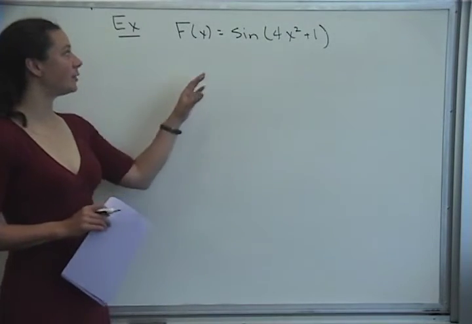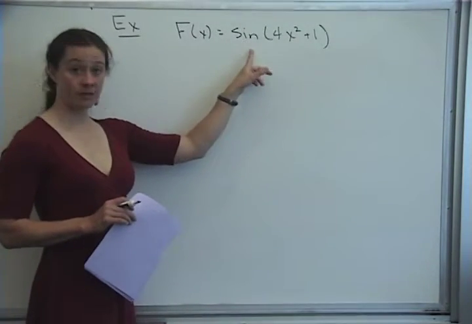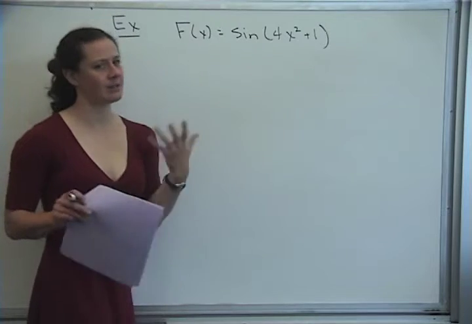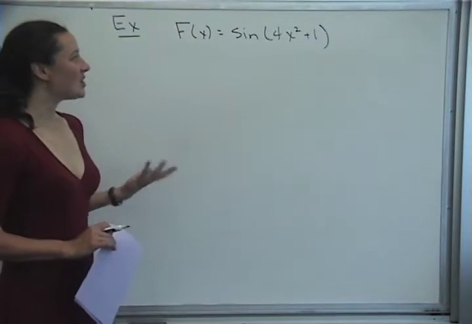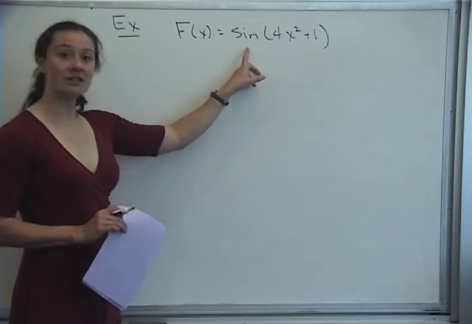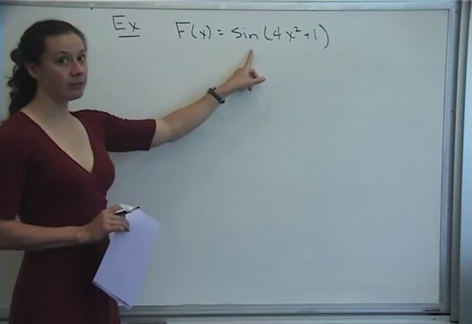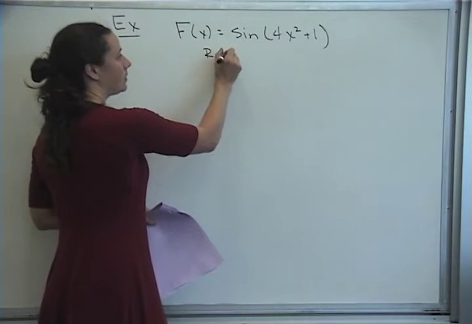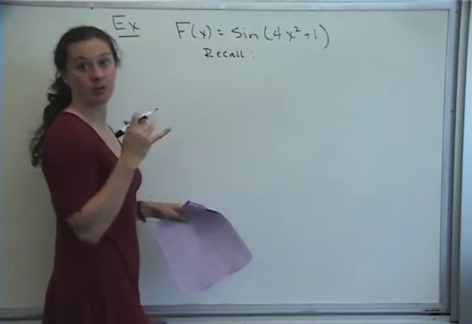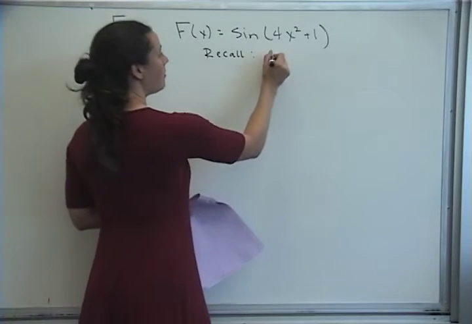Okay, for this example, we have a function that's the sine of some junk. And anytime you're seeing junk, you're thinking to yourself, aha, chain rule. So we need to use the chain rule, but we're also going to have to remember the derivatives of trig functions because we're seeing this sine out here. Now, let me just write this for you. You have it on your note card, or if you're super speedy, you already have it memorized.